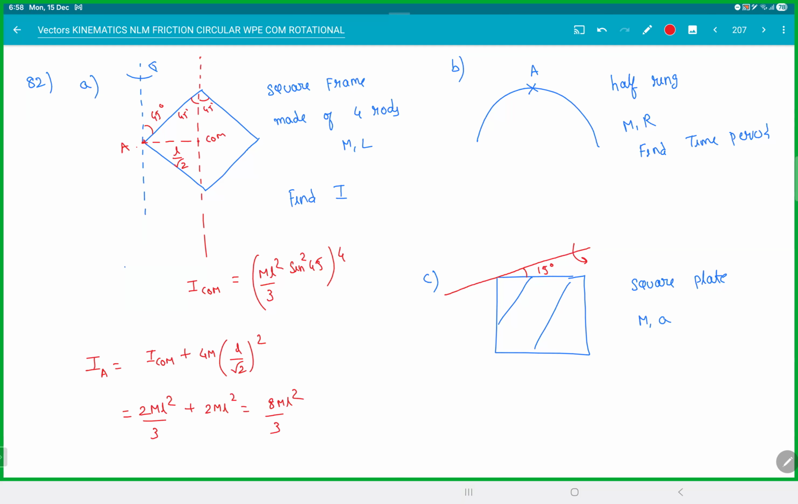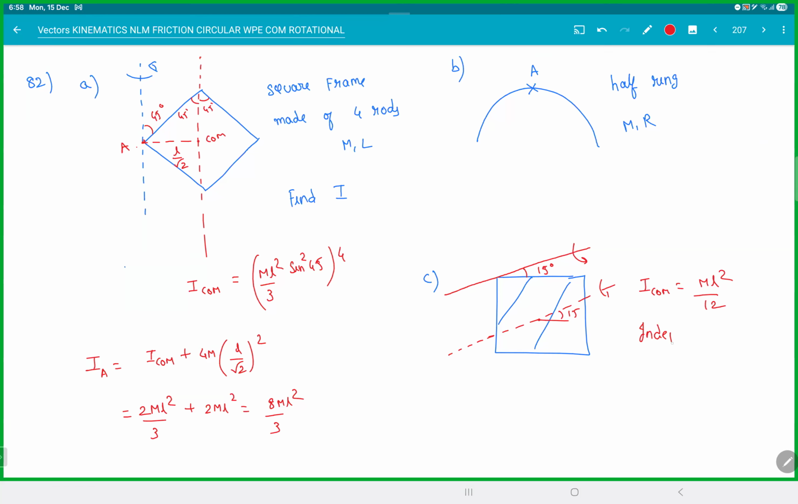What about this half ring? I'll tell you about the square plate first. I hope you remember, anything that is passing through the center at an angle theta, the moment of inertia is independent of theta. ml square by 12.